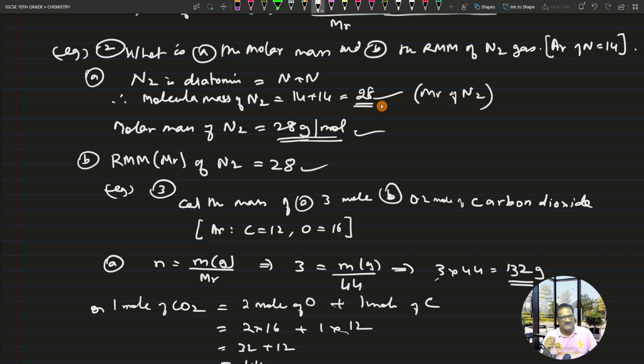See, I have not put a g over here. Now he has asked you what is the molar mass. So molar mass is nothing but you have to put g in front of that. So the molar mass of nitrogen will be 28 g per molecule.